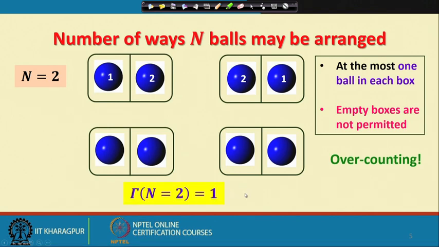And why am I overcounting? That is simply because the two balls are identical. And here, therefore, the correct number of ways in which these two identical balls can be arranged in the box comprised of two compartments following these rules of the game is 1.